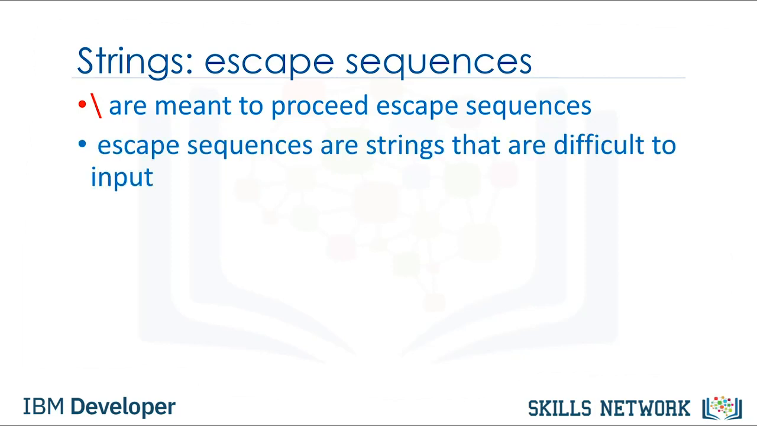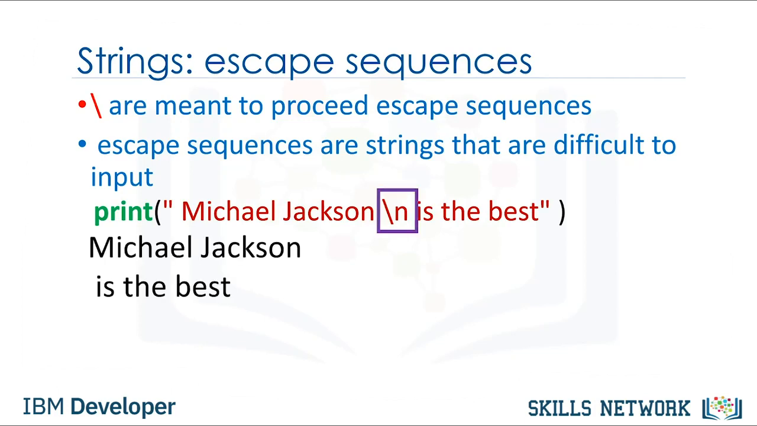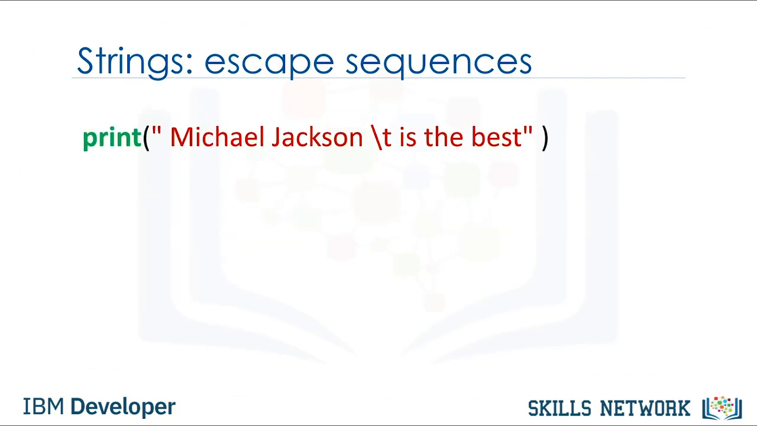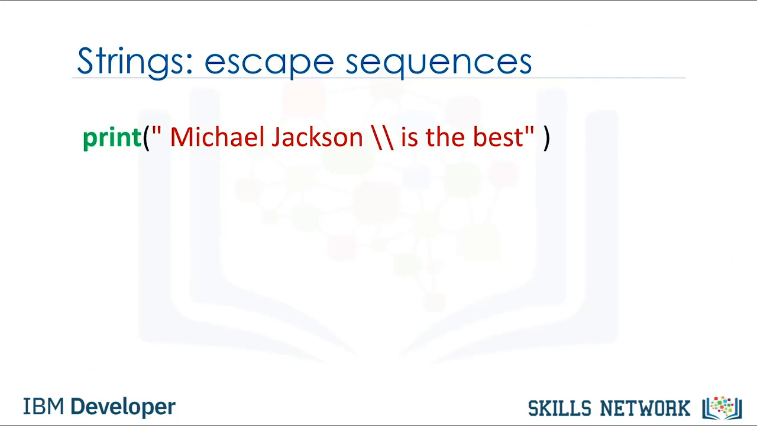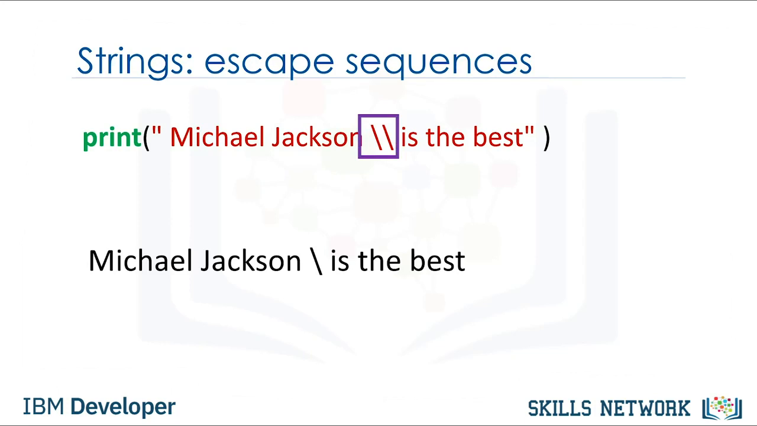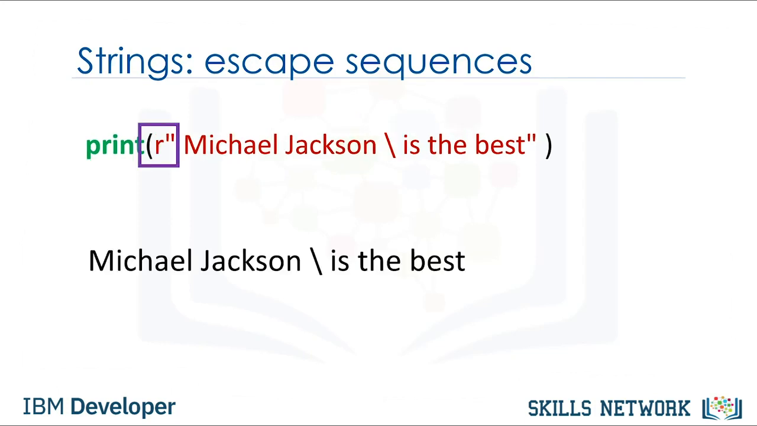Backslashes represent the beginning of escape sequences. Escape sequences represent strings that may be difficult to input. For example, \n represents a new line. The output is given by a new line after the \n is encountered. Similarly, \t represents a tab. The output is given by a tab where the \t is. If you want to place a backslash in your string, use a double backslash. The result is a backslash after the escape sequence. We can also place an r in front of the string.